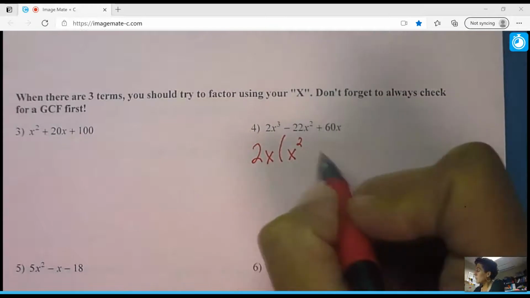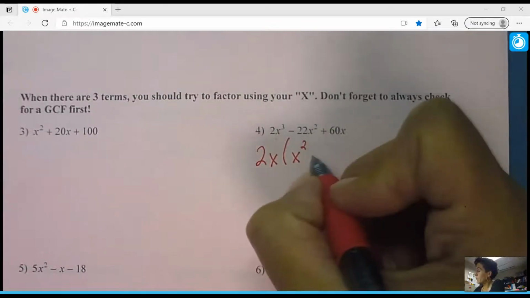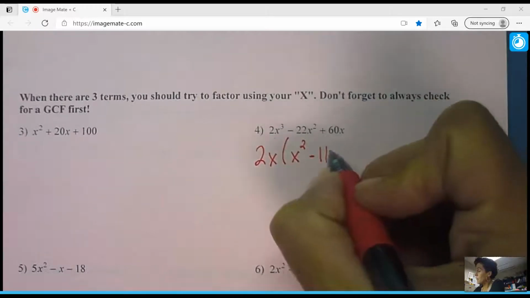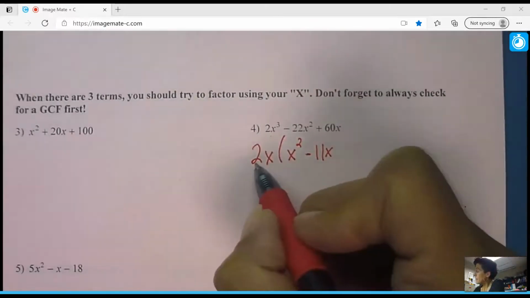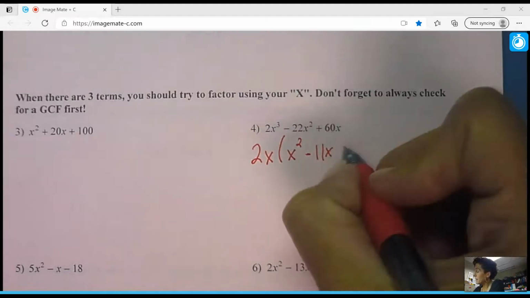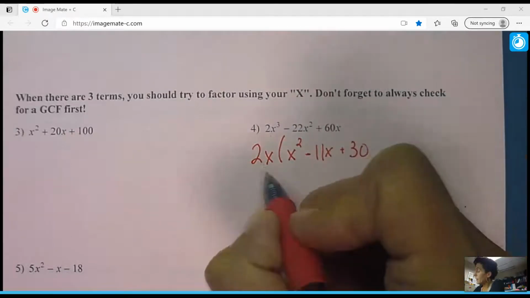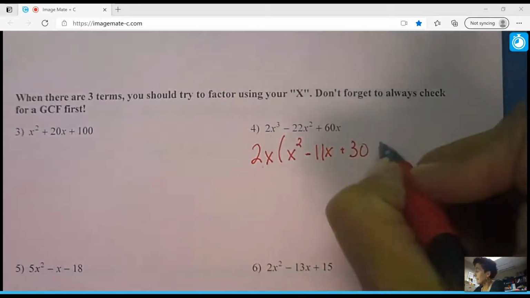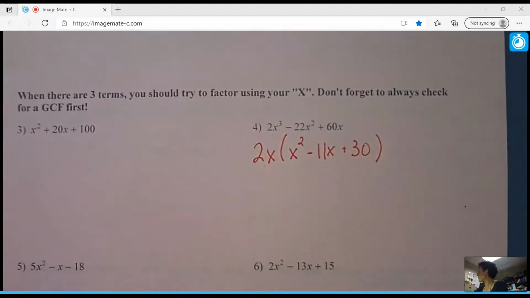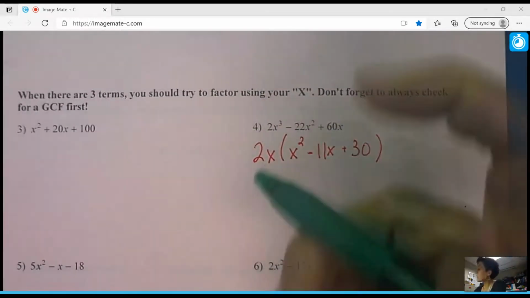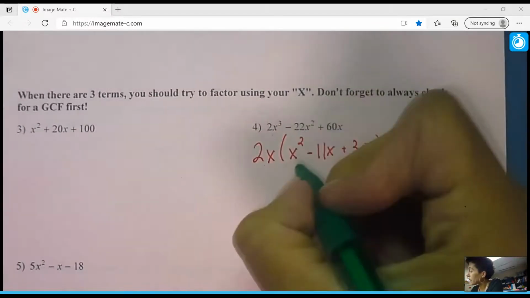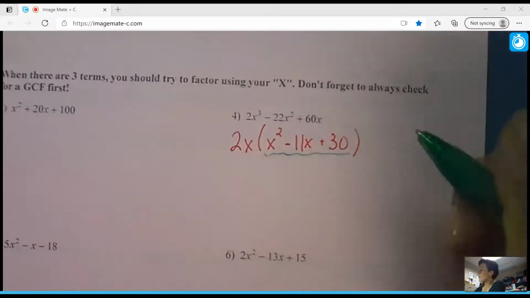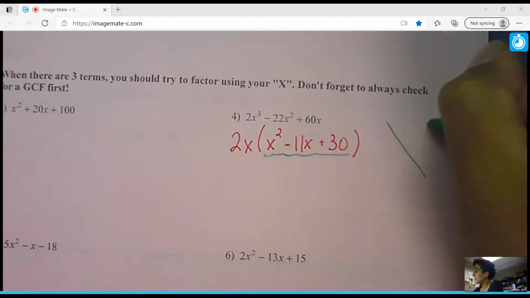And then 2x times what makes -22x squared? Well, that would be a -11 for the -22, and then I need another x. And then 2 times what makes the 60? Well, that's 30, and I already have the x to get to the 60x. So from there, what I'm going to do is look at these 3 terms, and I'm going to keep factoring. And when you have 3 terms, you want to make your x.